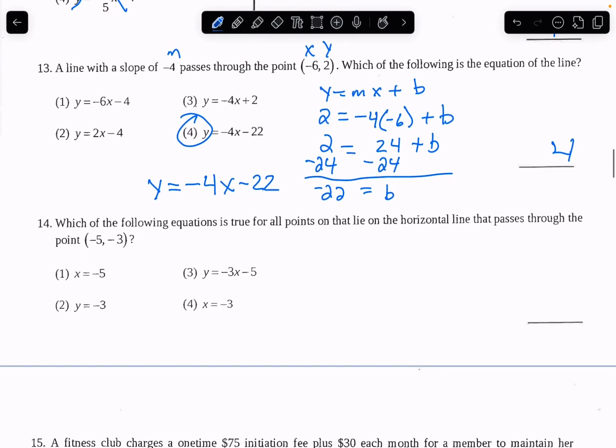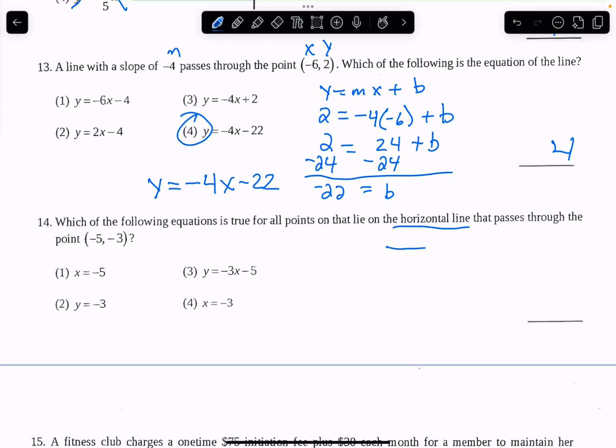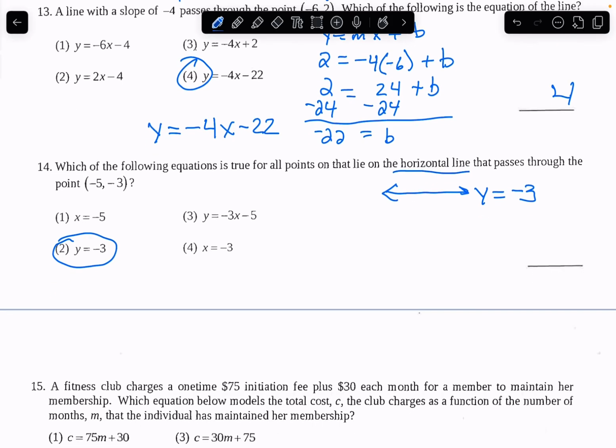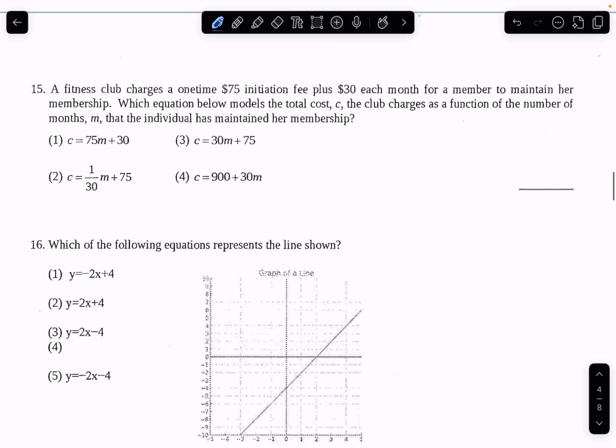All right, which equation is true for all points in the horizontal line? So horizontal lines go this way. These are y equals, all the y's are the same amount above or below the x-axis depending on the y coordinate. So it's going to be the y coordinate is -3. And if it was a vertical line, it would be x equal to -5, right? You would use the x coordinate.